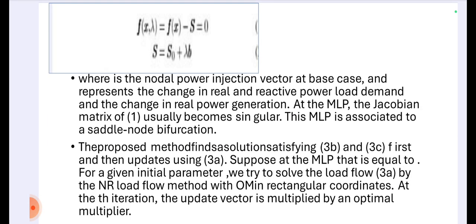F of x comma lambda equals f of x minus s equals 0, where s equals s naught plus lambda b. Here s is the nodal power injection vector at the base case, and b represents the change in real and reactive power load demand and the change in real power generation at the MLP, where the Jacobian matrix usually becomes singular.